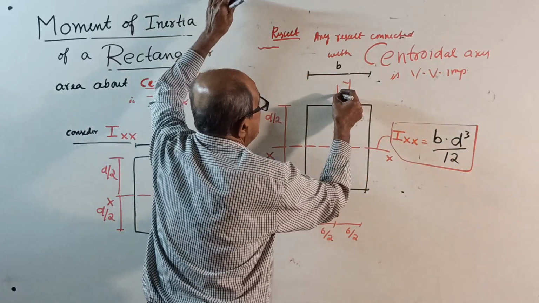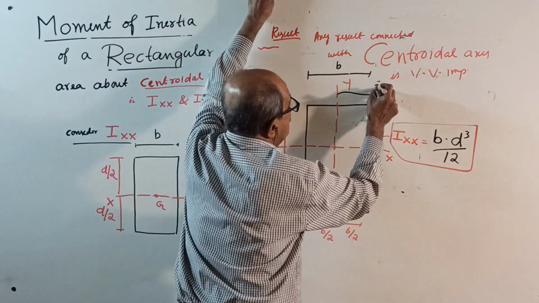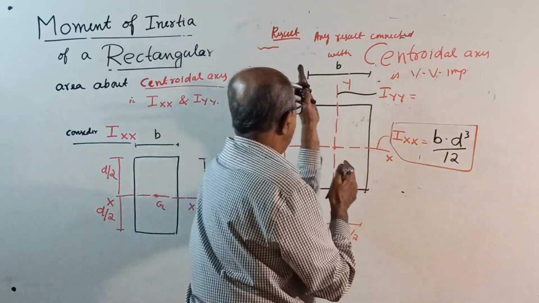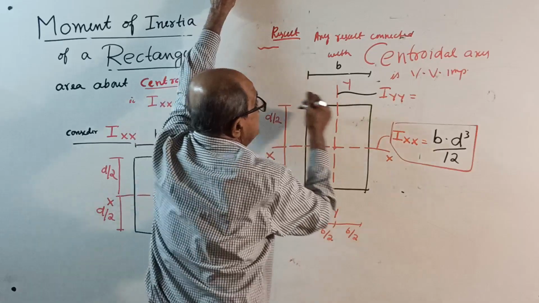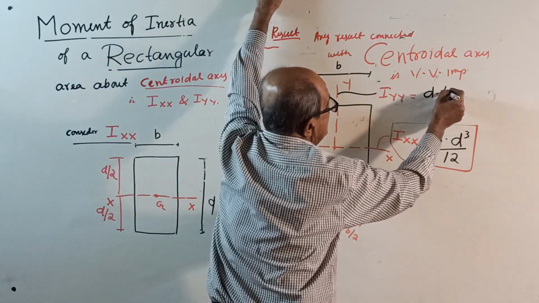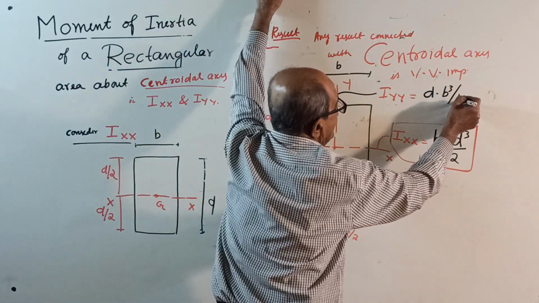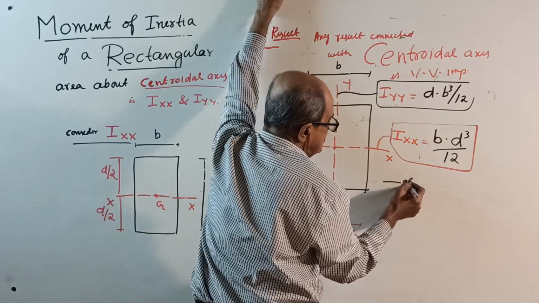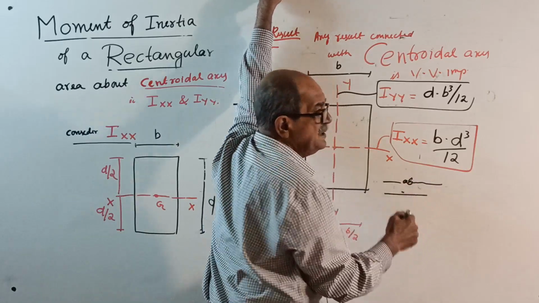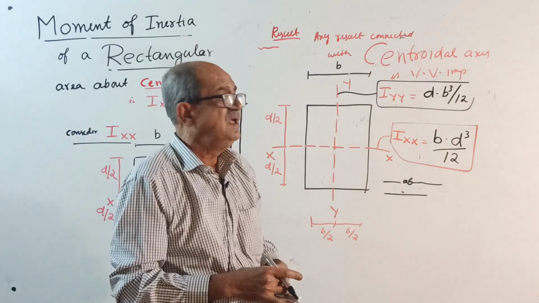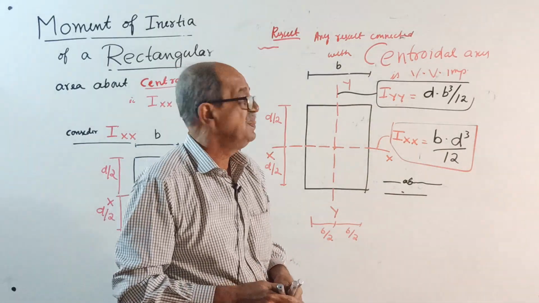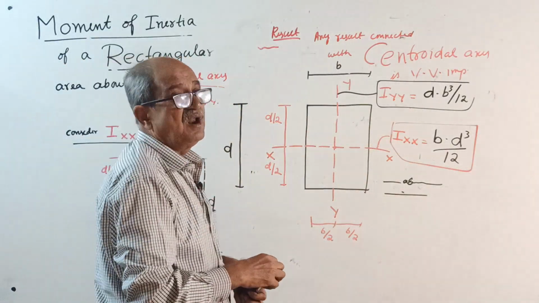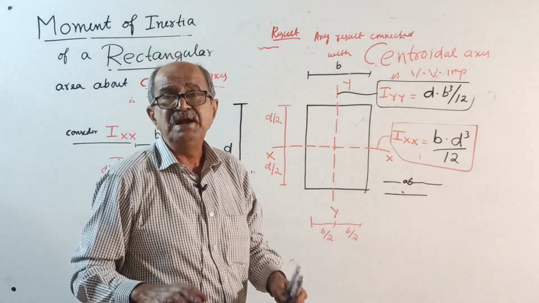And if you want I about YY equal to, see, if you want about YY, then parallel side is d into b cube by 12. These above 2, we will use repeatedly later in entire structural engineering. This is the moment of inertia for rectangular area or rectangular cross section about centroidal axis.